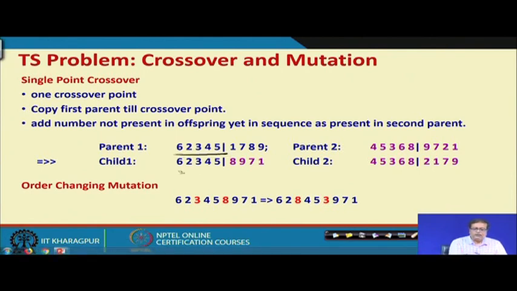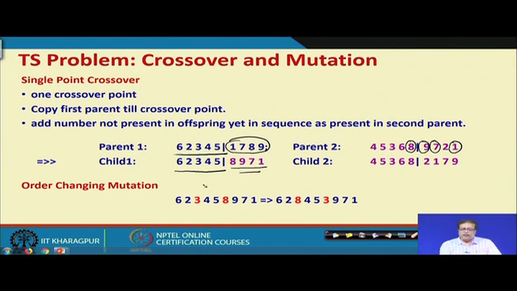Just copy this portion, and then take the numbers not present in the offspring yet, in the sequence in which they are present in the second parent. So, what are the numbers not present? 1, 7, 8, 9. Look at their positions in the second parent: this is 1, this is 7, this is 8 and this is 9. So, in the order 8, 9, 7, 1. That is child 1.